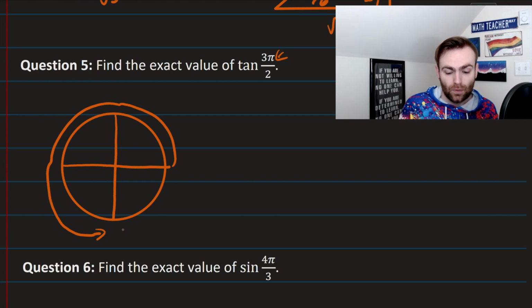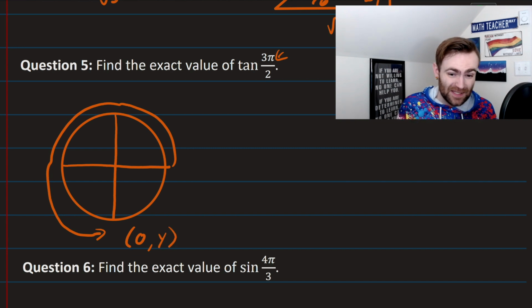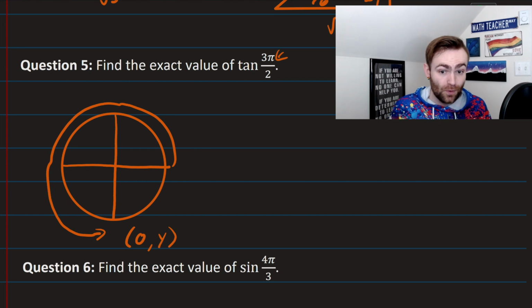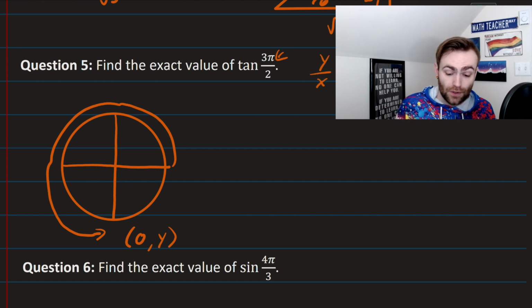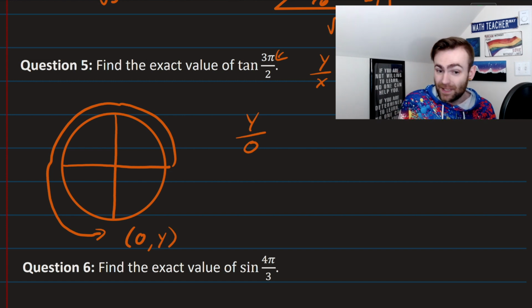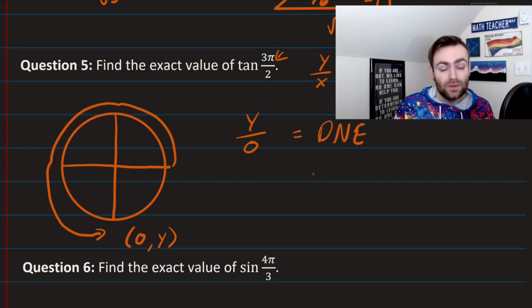So here we are going down, but we're not moving left or right. So our x value is 0, and we have a y value. For right now, that y value is not really going to matter. And I'll show you why. Tangent is for a coordinate point, y divided by x. So for this coordinate point, it would be y divided by 0. But Mr. Whaley, you can't divide by 0. Precisely. So this either does not exist, or you could say it's undefined.